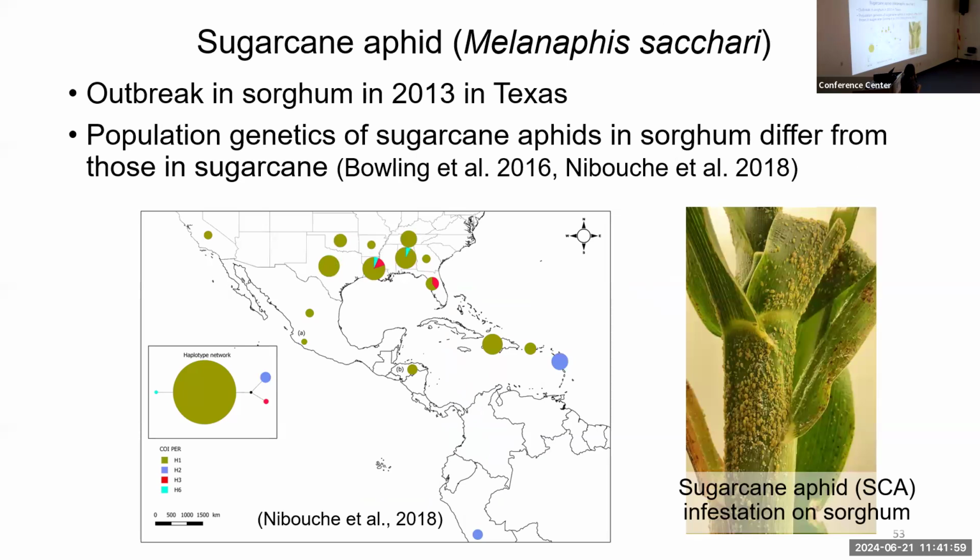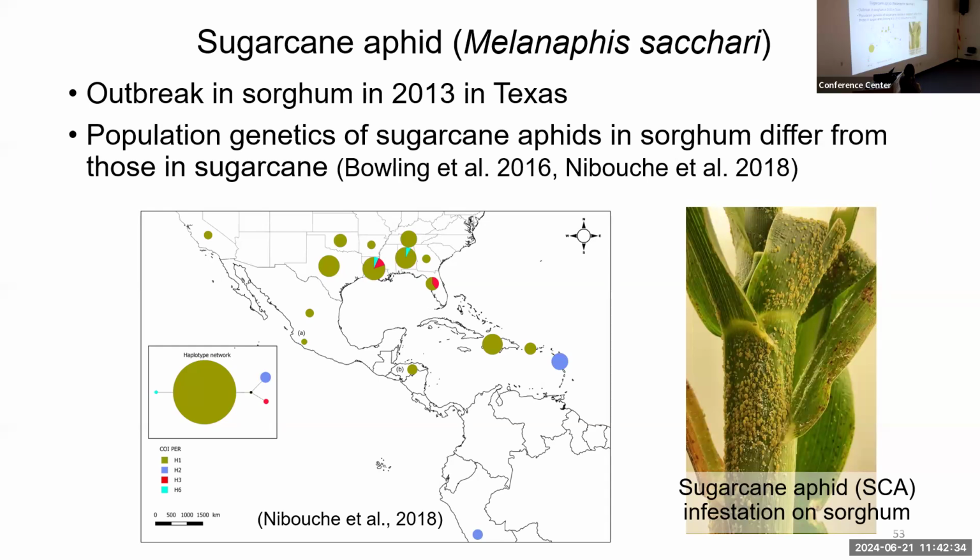And as I mentioned, sugarcane aphids are historically known as a pest in sugarcane, but since 2013, there was a huge outbreak in Texas in sorghum. And this led to a study. They realized that sugarcane aphids have different genotypes. One genotype feeds on sugarcane and another genotype feeds on sorghum. They're actually different genotypes. So they were speculating that there might have been several different invasions.